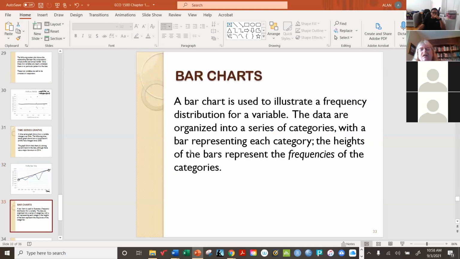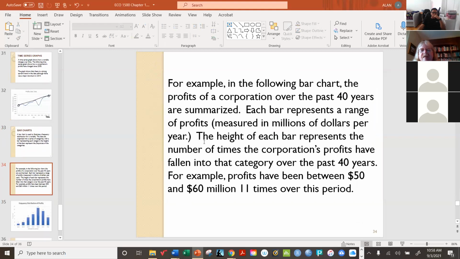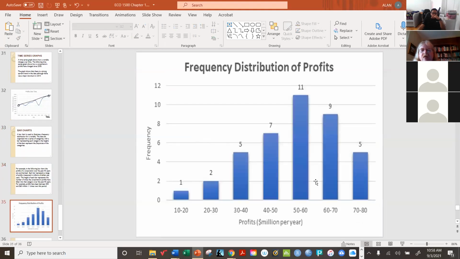And then bar charts. These are a good way to organize information into categories. Okay, so here's what I mean by that. This bar chart represents the distribution of my profits over the last so many years. What is that? 40 years. Okay, so I took 40 years worth of profits. These were all in millions of dollars. And what you'll notice is that each bar represents a range of profits. So for example, this one right here represents profits between 30 and $40 million. And that's happened 5 times in the last 40 years.